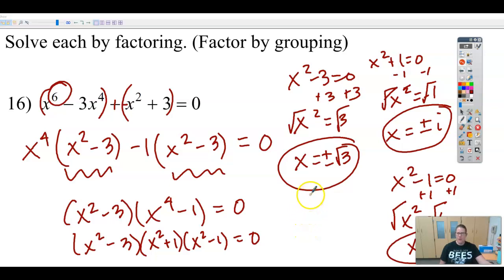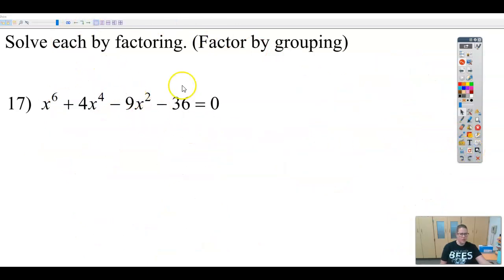I would think it would be a good idea here for you to pause the video and try the example. So you're going to try number 17 on your own first, and then come back and watch and see if you got it right or to catch your mistakes, okay?